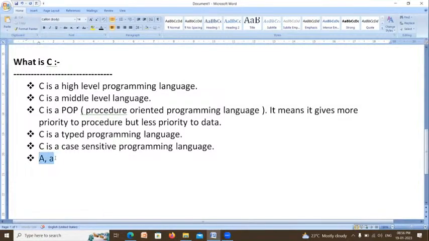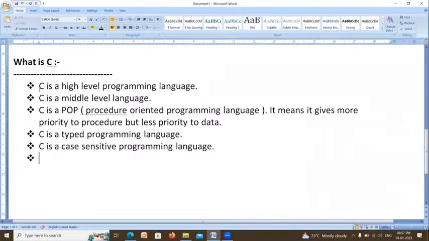Capital A and small a, both are different. The sound is the same, it is A, it is also A, but one is capital A and the other is small a. If the computer considers capital A and small a as different, then it is called case sensitive. If the computer doesn't recognize them as different, and feels both are the same, then it is case insensitive. So C is a case sensitive programming language.